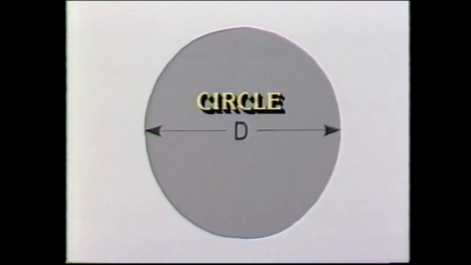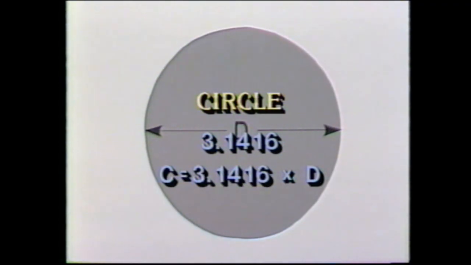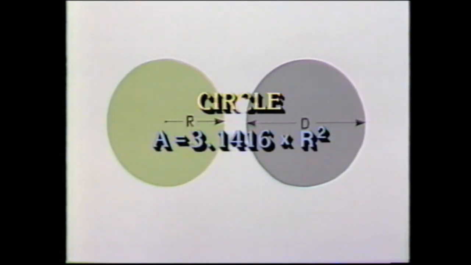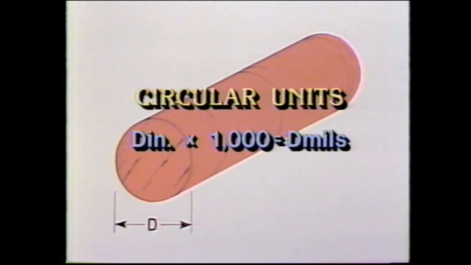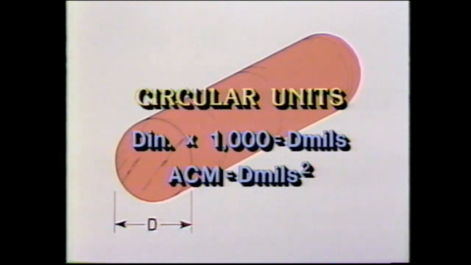We learned that in determining the area of a circle, we use the constant pi, which represents the number 3.1416. Pi expresses a relationship between the diameter of a circle and its circumference. That relationship is expressed as pi times the diameter. To find the area of a circle, we use the formula pi times the radius squared. To find the cross-sectional area of a wire in circular mils, multiply the diameter of the wire in inches by 1,000. The product is expressed in mils. Then simply square that result to obtain the area in circular mils.